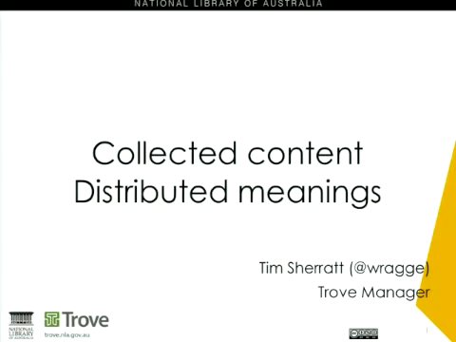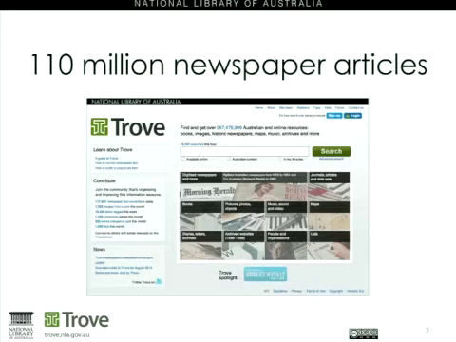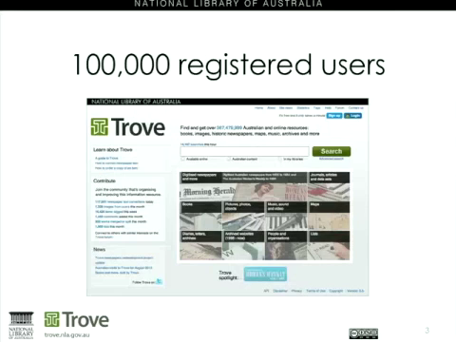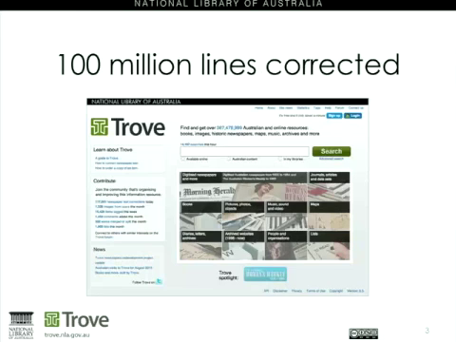Thank you, Tim. Obviously, I'm going to talk about Trove today. And if we're going to talk about Trove, we obviously always have to start by trying to dazzle you with some huge statistics. And today's no different. Trove contains more than 360 million resources, including more than 110 million newspaper articles. We get about 70,000 unique visits per day. We have 100,000 registered users who have added 2 million tags to items within Trove, and they have between them corrected more than 100 million lines of newspaper text.